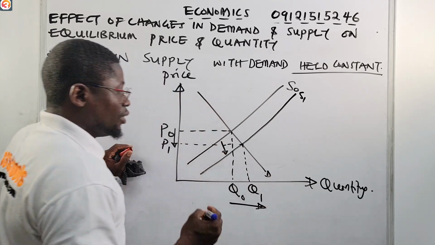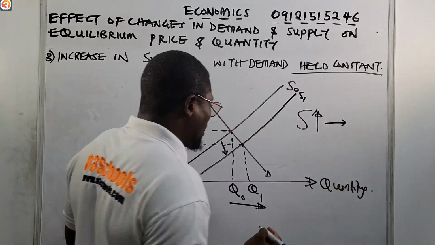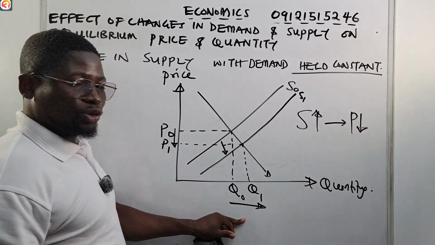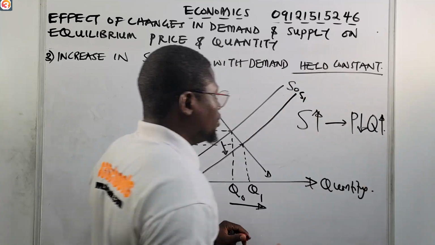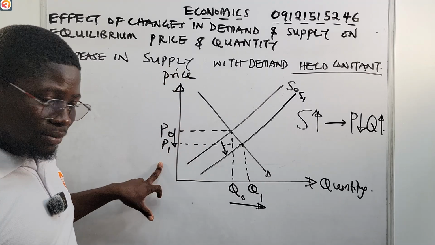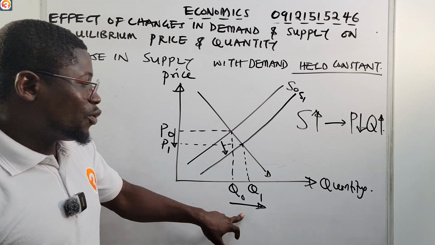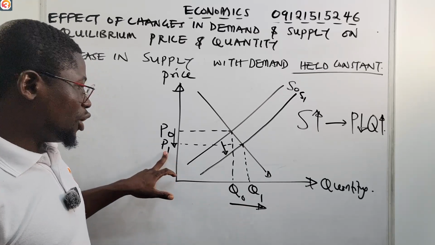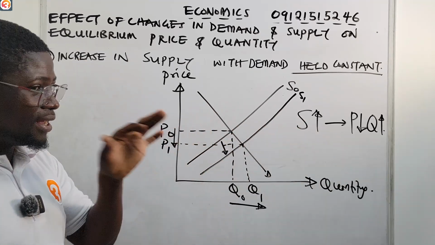So for that reason, you know that when you increase supply, price will come down. Then quantity increases. Simple as ABC. When you increase supply, price comes down, reduces, or falls. Equilibrium quantity increases while equilibrium price reduces. It's as simple as ABC, as you can see from here. So if you understand the graph very well, it becomes very easy for you.